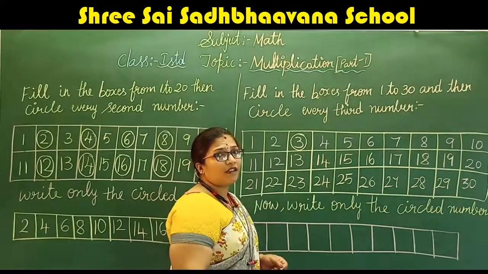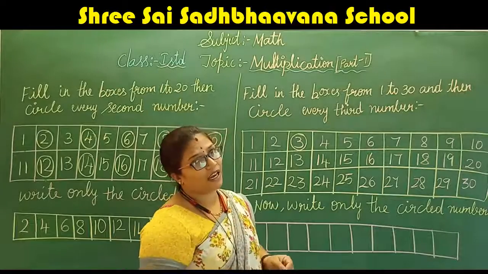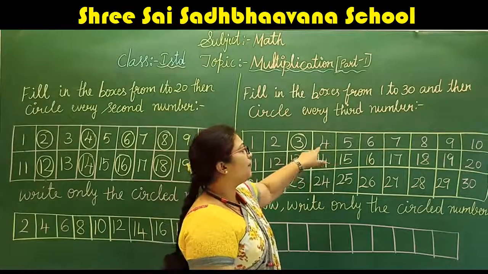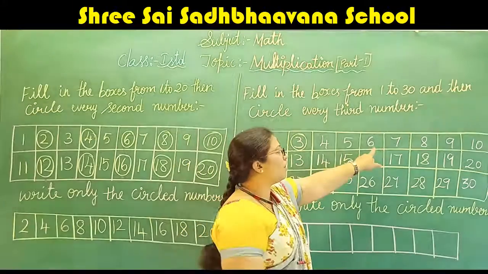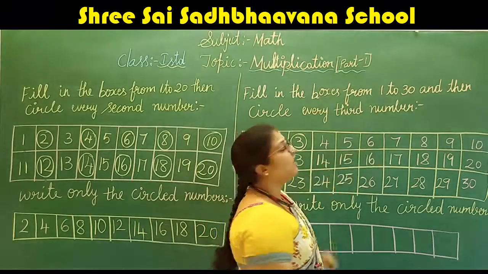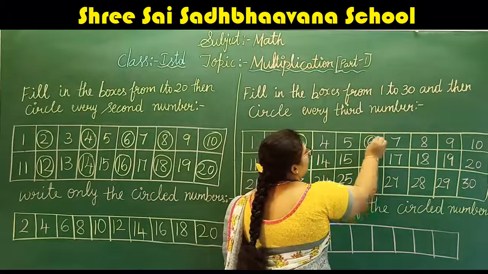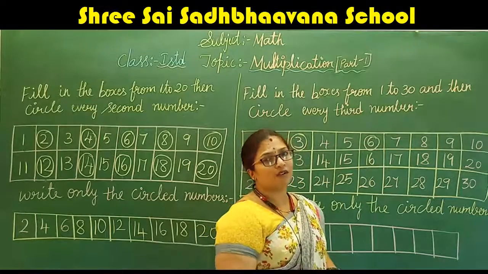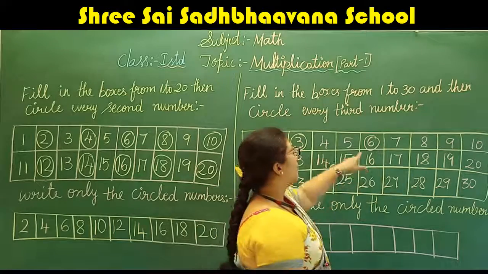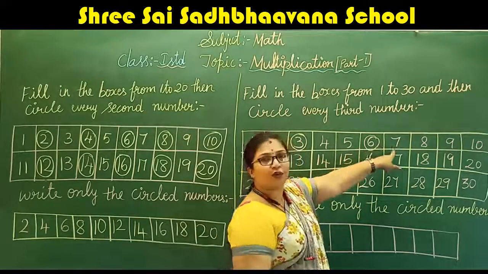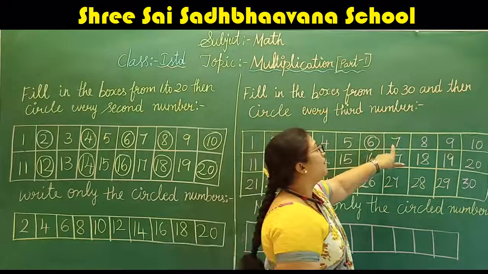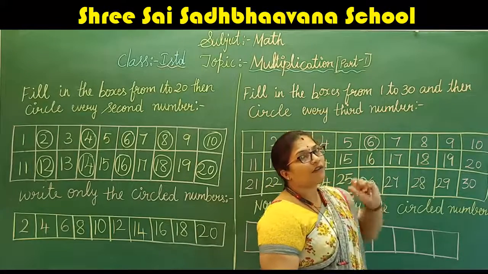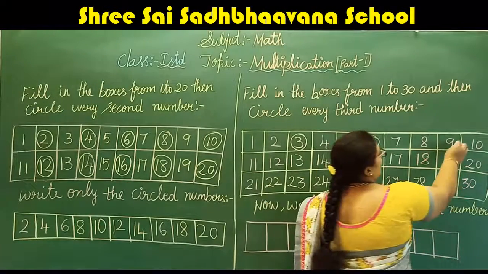5 we have to circle? No. 2 numbers we have to skip. So 4 and 5, this is first. The third number we have to circle, so we have to circle for 6. Then after 6, 2 numbers we have to skip, that is 7 and 8. So the third number we have to circle, that is 9.